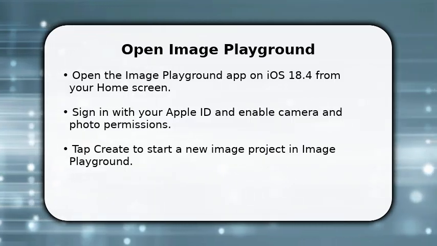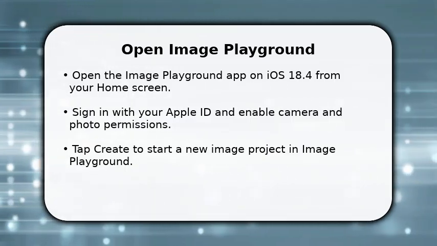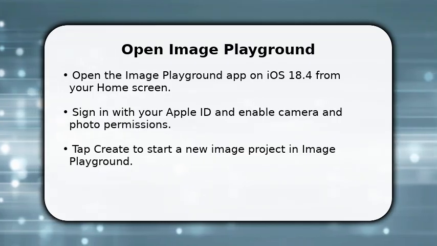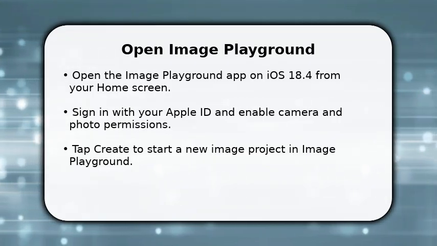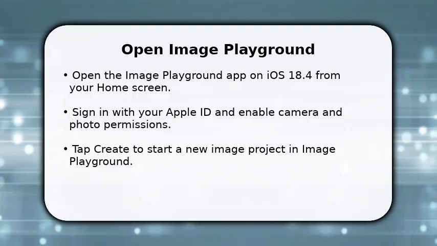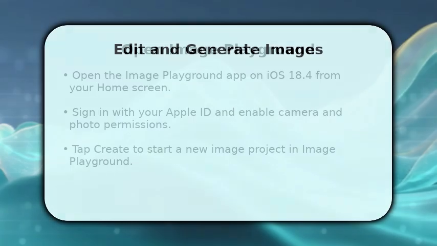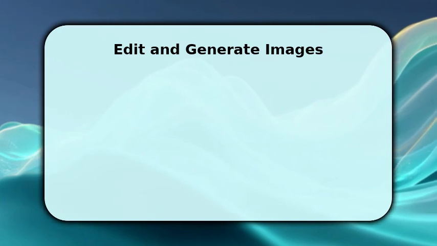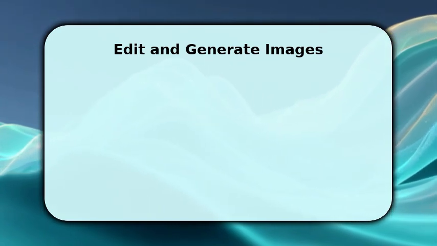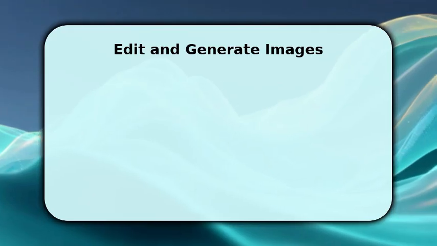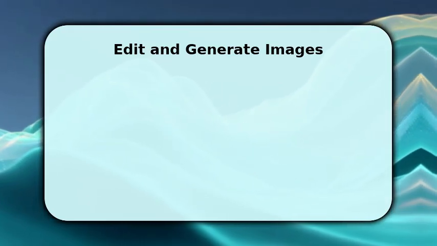Tap Create to begin a new canvas and choose a starting template or blank project. The app lists templates by category for quick selection and previews each template before you commit to it. Type a clear prompt and optionally add a photo reference to guide the generation. Use the Generate button to create images from your prompt and reference together.